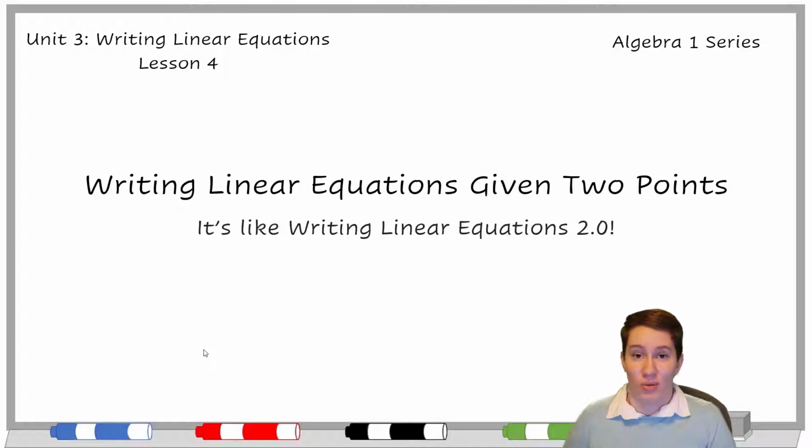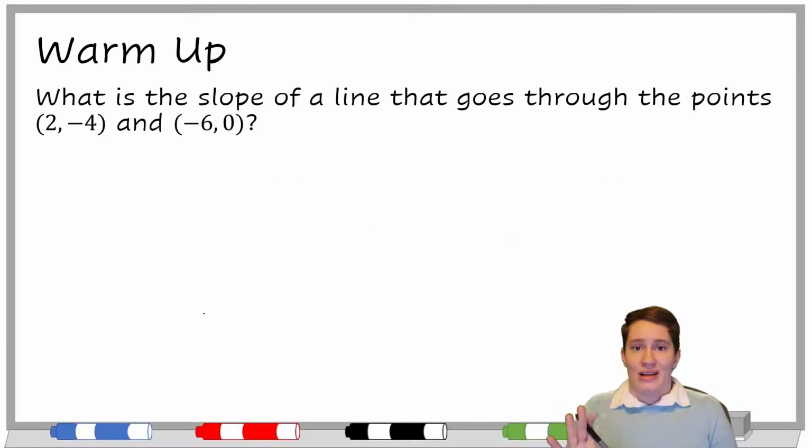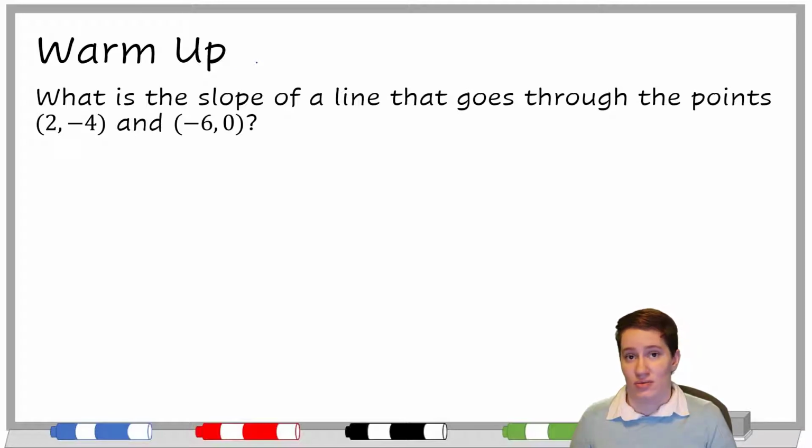Let's go ahead and start with a warm-up. Our warm-up here, it has been a little bit since we've done this. What is the slope of a line that goes through the points (2, -4) and (-6, 0)? There's 2 ways to find slope. One is we could graph this and count out the rise over the run. And the second is to use the slope formula.